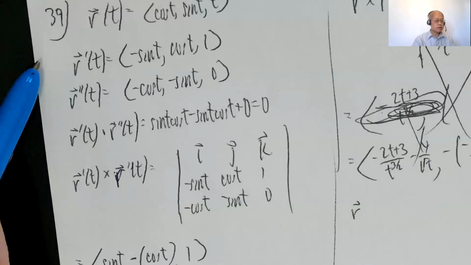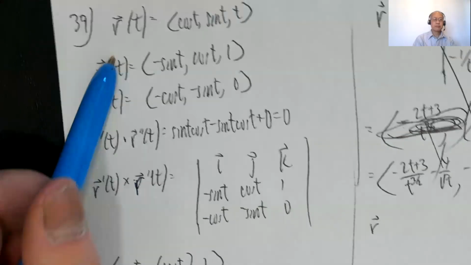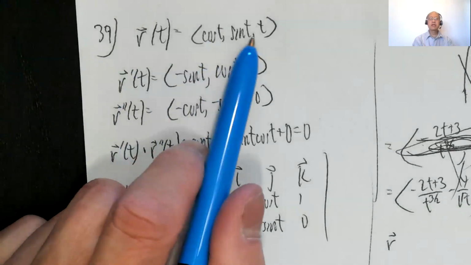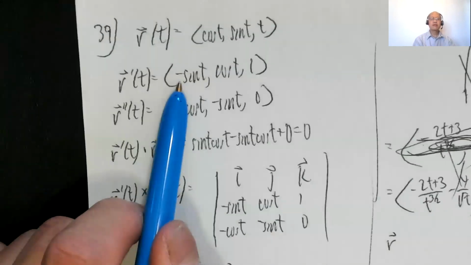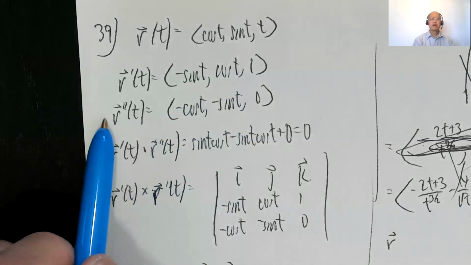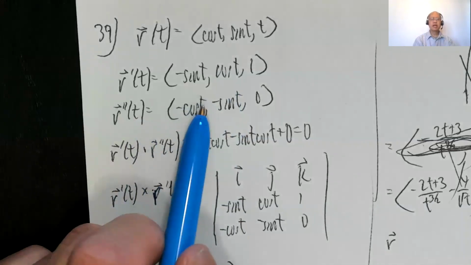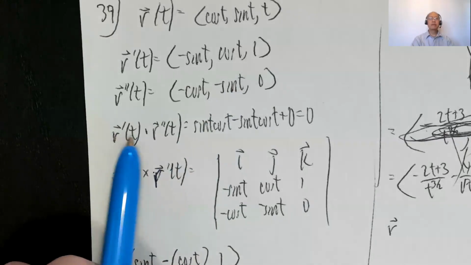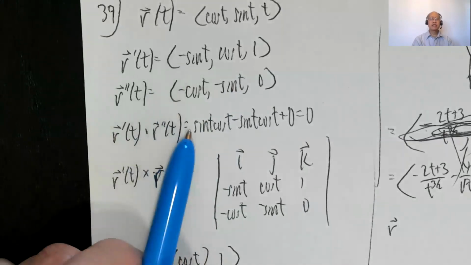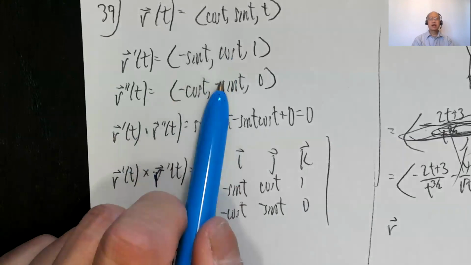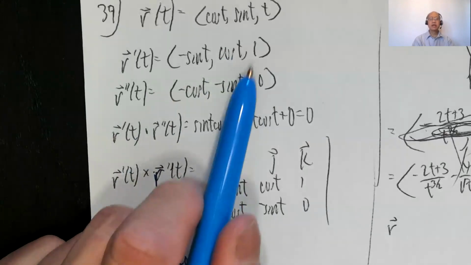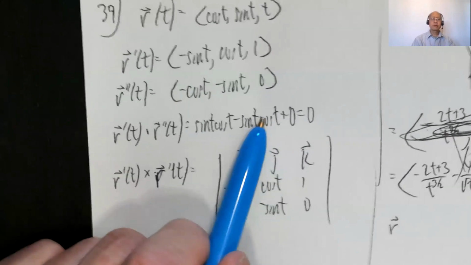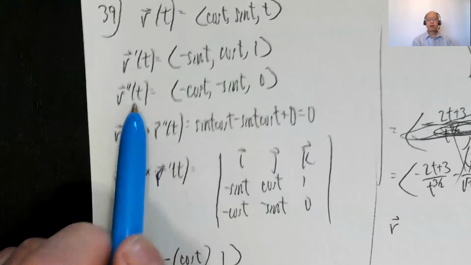Okay, then 39. r of t is cosine t, sine t, t. r prime is negative sine t, cosine t, 1. r double prime is negative cosine t, negative sine t, 0. I need the dot product, r prime dot r double prime. That times that is sine t cosine t. That times that is negative sine t cosine t. That times that is 0. Add them all up, you get 0, which means r prime and r double prime are orthogonal.